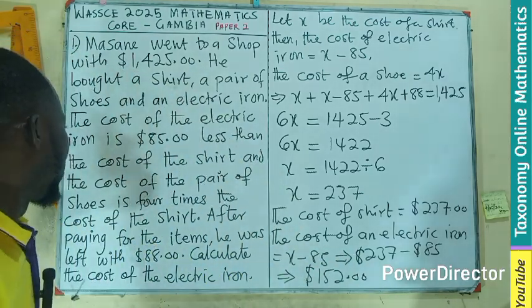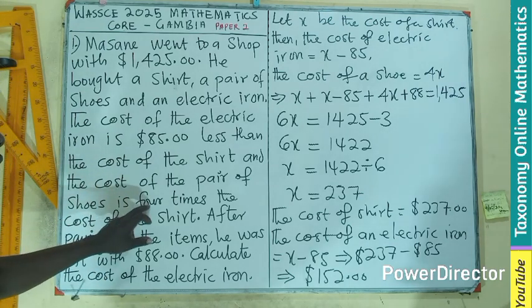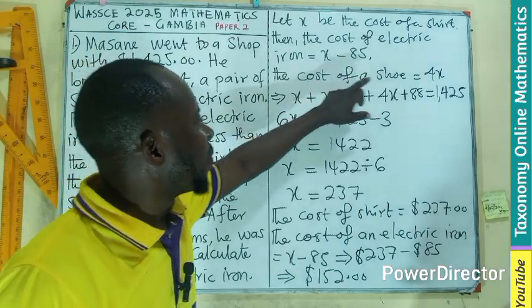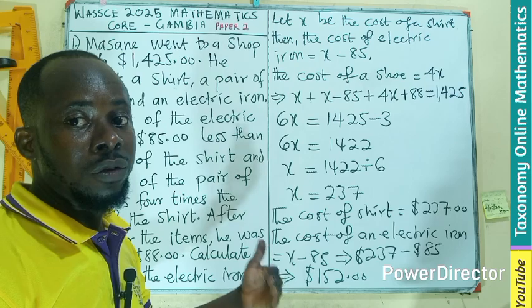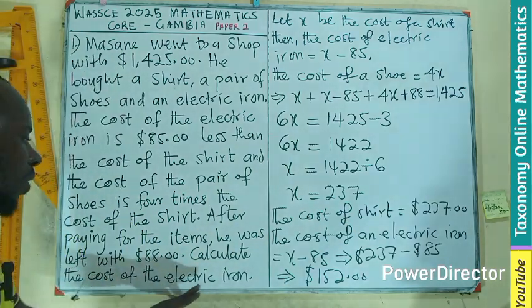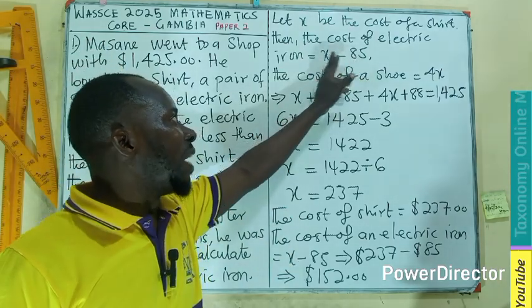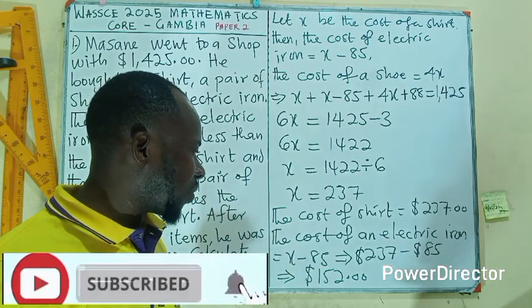All right. So if we were to find the cost of a pair of shoes, which is 4 times X, it is going to be 4 times 237. That will give us the cost of a shoe. But the question is asking for only the cost of what? The electric iron, which is going to be the 85 less than the cost of what? The shirt. I believe this is also clear.